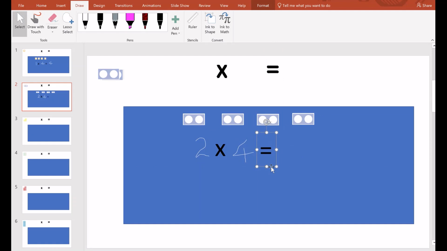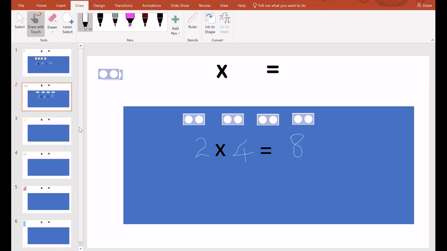What do you think the total is? That's right, it's the number 8. Let's just check. I'm counting in 2s. 2, 4, 6, 8. Let's just double check by counting in 1s. 1, 2, 3, 4, 5, 6, 7, 8. Excellent. Right. Now I can write it in. The number 8.